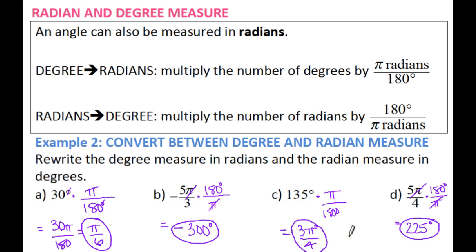So just converting back and forth between radians and degrees, just like you can convert back and forth between feet and miles. So it's just unit conversion.